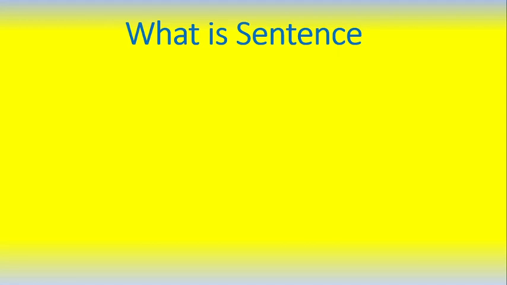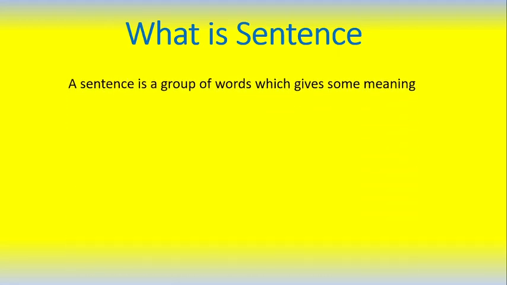We have already studied in class number 1 what a sentence is. Let us just understand what is a sentence. A sentence is a group of words which gives some meaning. Okay, it should make some sense. Whatever may be the sentence, it should give certain meaning or it should convey some message.